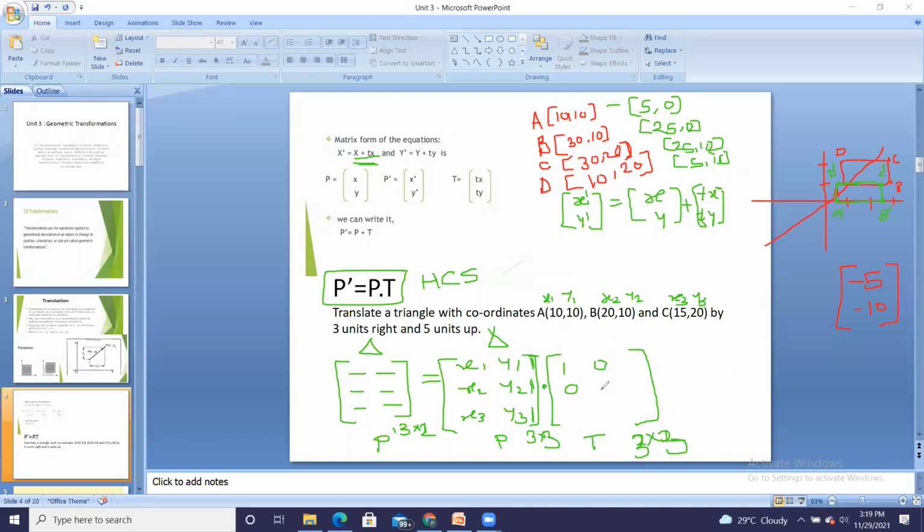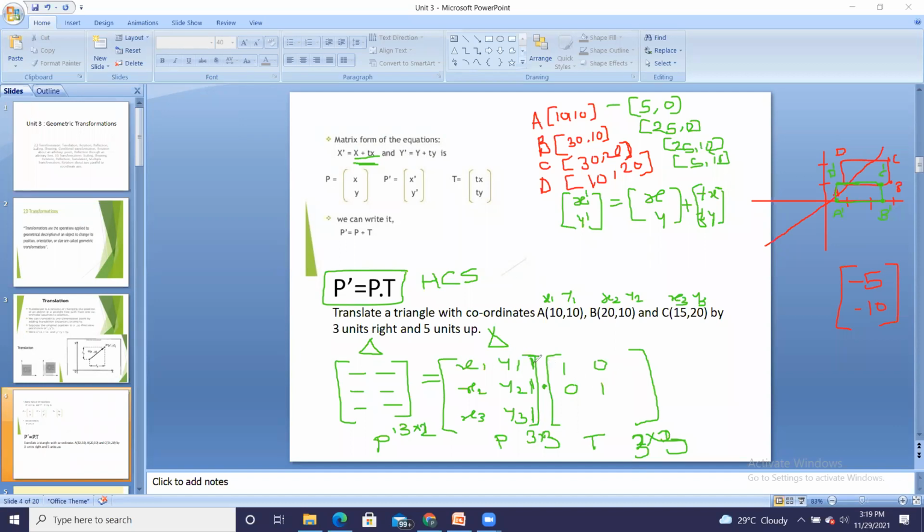And if I want to make x and y as it is, it should be identity matrix. It should be unit matrix. Then only I can keep x and y as it is. See here, x1, y1. When multiplied with 1 and 0, x1 remains x1. Similarly, x1, y1. When multiplied here, y1 remains y1 as multiplied with one factor.